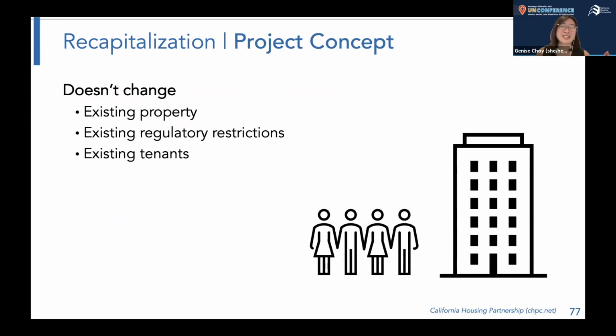Starting with project concept, the project concept actually doesn't change very much because you have an existing property, you have an existing regulatory restriction or set of regulatory restrictions, and you have existing tenants. You're not going to change the building program from serving all families to all formerly homeless veterans. That's not realistic, nor would you want to.